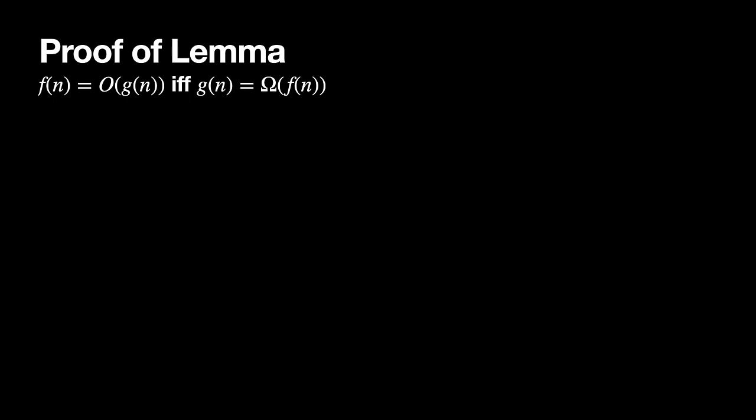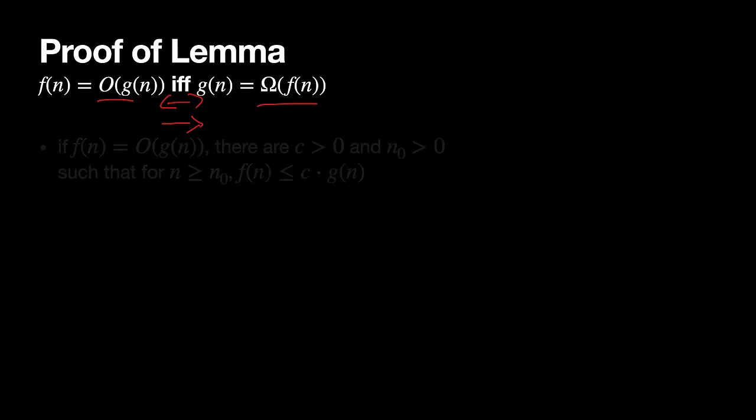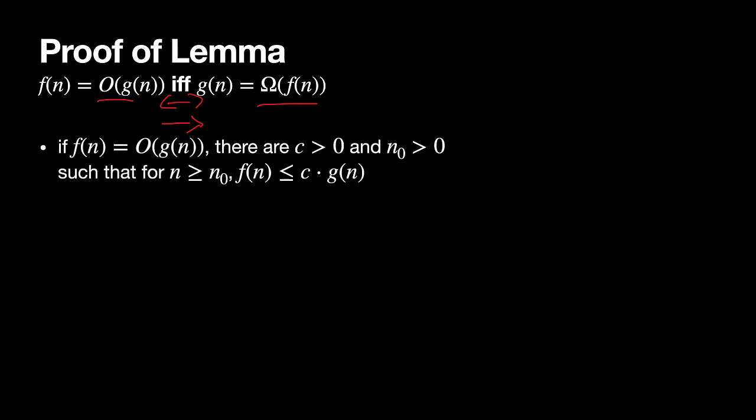Okay, so let's try and prove this lemma, or at least prove one part of it. Again, we're trying to show that there's this relationship between the big O and the big omega, and it's an if and only if relationship. Remember, this is a two-way implication. Here, we're just going to focus on one direction. So we'll assume that the left-hand side is in fact true, that f is in the big O of g. And what we want to show is that as a result, g is in the big omega of f.